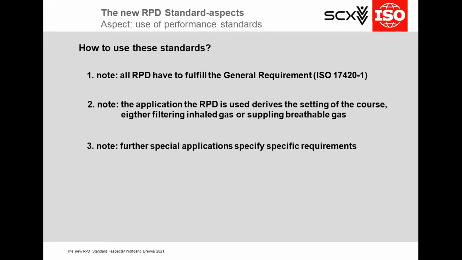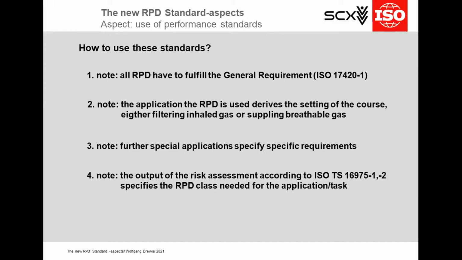The third note is that further applications, be it those from the special areas, give you further information through further documents. So it's built up like a cascade, more or less. The fourth note is that the key issue is related to the risk assessment necessary to apply on the working area, and one method of risk assessment is given in ISO TR 16975 part 1 and 2. Going through that selection process, based on the risk assessment output, you get then the right RPD class needed for that application.